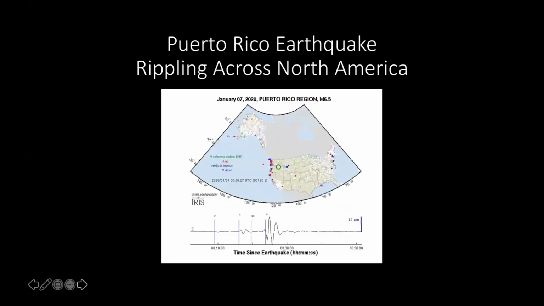Great ShakeOut. In closing, I want to show you how the waves of the January 7th earthquake rippled across the continental United States. We didn't feel that earthquake in Kansas, but the US array of seismographs absolutely did.